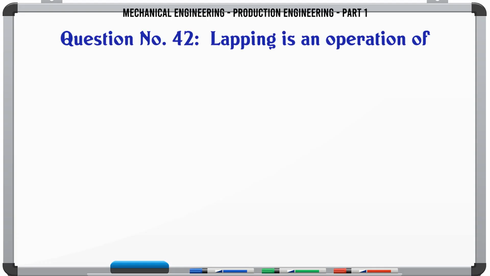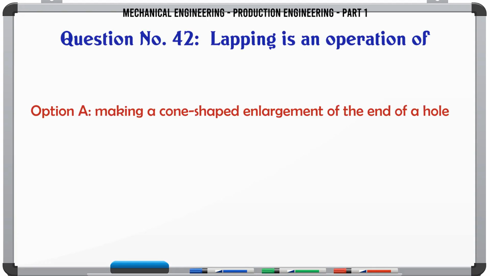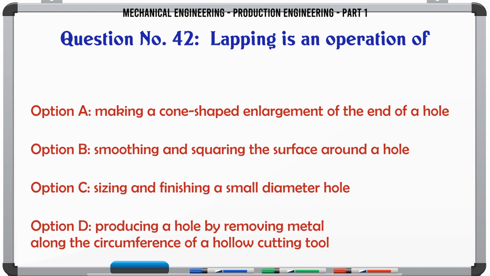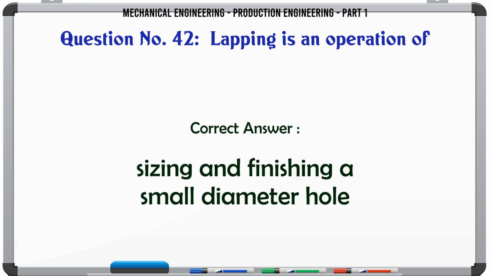Lapping is an operation of: A, making a cone-shaped enlargement of the end of a hole; B, smoothing and squaring the surface around a hole; C, sizing and finishing a small diameter hole; D, producing a hole by removing metal along the circumference of a hollow cutting tool. The correct answer is sizing and finishing a small diameter hole.